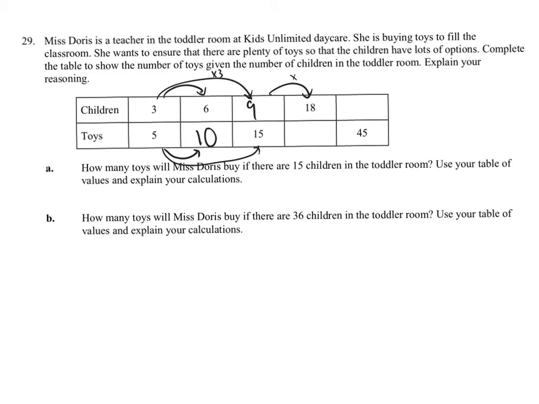9 times 2 is 18. So 15 times 2 is 30. And then 15 times 3 is 45. So 9 times 3 is 27.